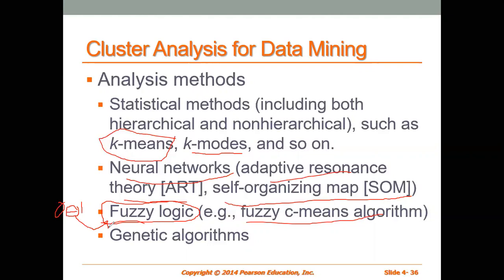I think he died recently, 2 or 3 years ago, and he was the one who invented fuzzy logic. You can search his name and you will find how he invented it. And nowadays fuzzy logic is used everywhere. And then we have the genetic algorithm.